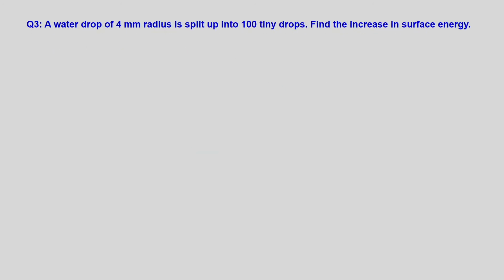Let us see the third problem. Now, here the problem is a bit different. A water drop of 4 millimeter radius is split into 100 tiny drops. Find the increase in surface energy. So, you have a water drop of 4 millimeter radius. Now, this particular water drop is split into 100 tiny drops. So, we have to find the increase in the surface energy. So, the approach of this problem is you have to first see what is the radius of each tiny drop, that is important. So, we will see that, then we will go.